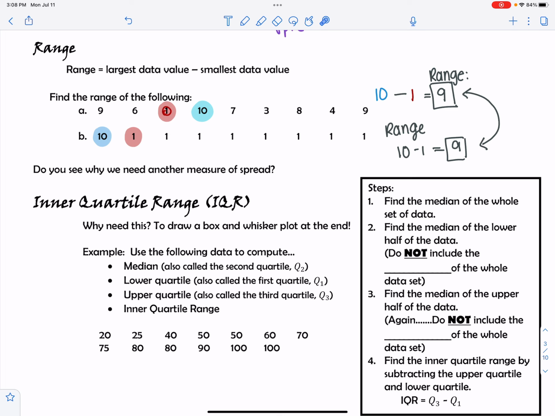Yes, range is a basic picture of variation, but as we get further in the notes, we're going to see better pictures of variation: standard deviation, variance, interquartile range. Those are going to give us a much broader picture of what the variation actually looks like, and that's what we'll pick up with in the next part.